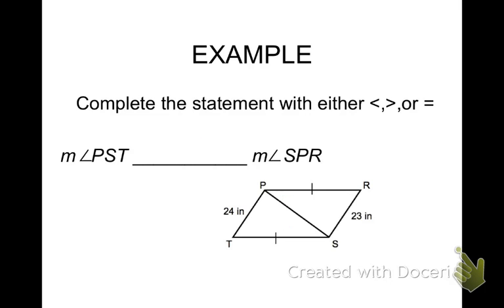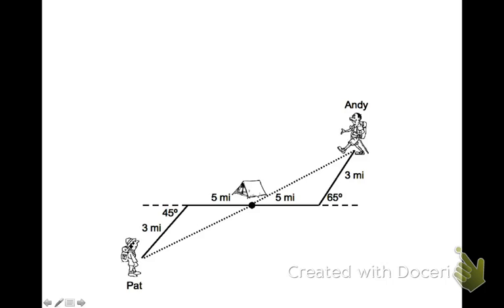So now let's put it into context. I'm very proud of this diagram that I made. So we got Pat and Andy at a camp. Pat hikes 5 miles to the west. Then he pivots and goes 45 degrees due south for 3 miles. We got Andy going 5 miles, pivots 65 degrees, and goes 3 miles. So they traveled the same amount of miles, but because of that degrees different, the distance from base camp is different. So the question is, who is closest?